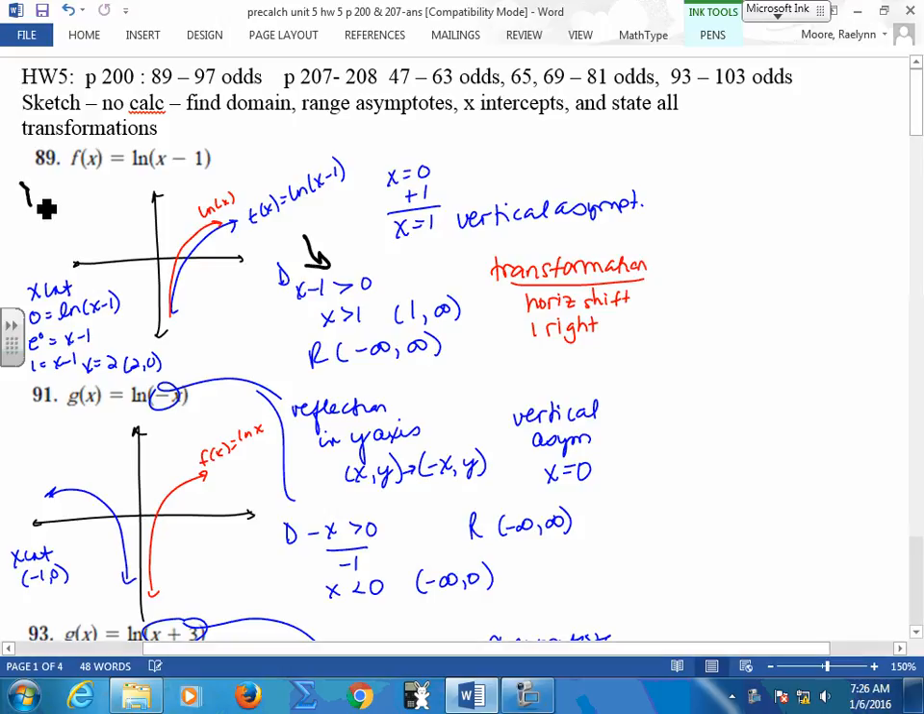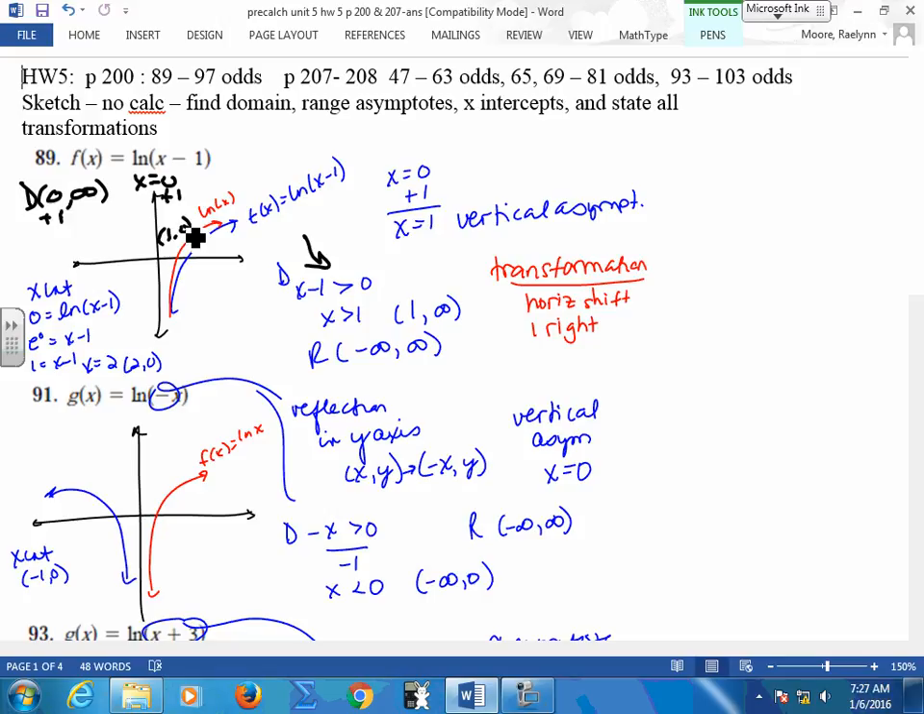Keep track of your original domain. And if you're shifting 1 to the right, add 1. If this is your asymptote, add 1. If this is your point, add 1. This will give you perspective in your graph. Remember, your intercepts have to be found algebraically. And now we can do logs, so they're good.